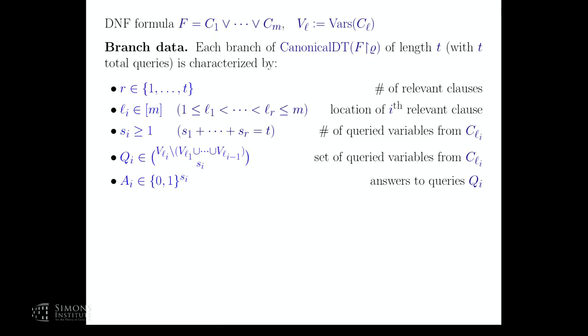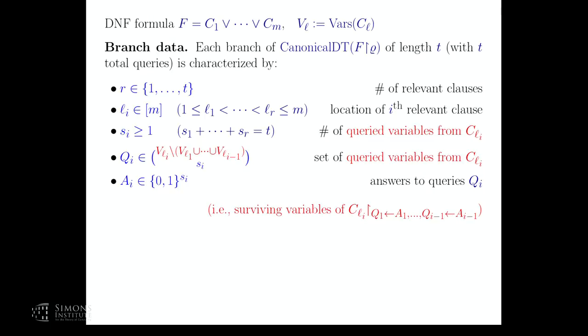As before, Si is the number of variables that are queried from the Lith clause. Qi is the set of variables queried from the Lith clause. And I'm going to claim that it's a subset not just of Vli choose S, but actually of Vli minus all the variables in the preceding clauses. And Ai is the answers to queries Qi. Hopefully this notation makes sense.